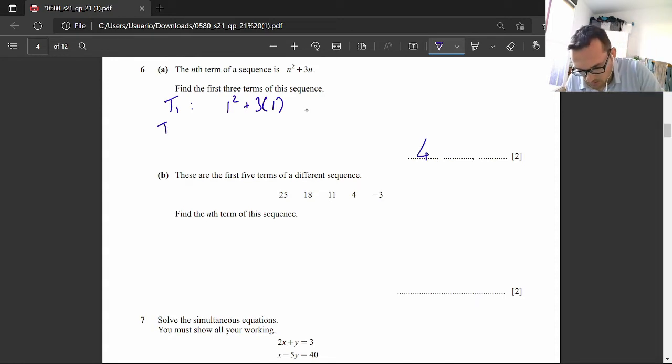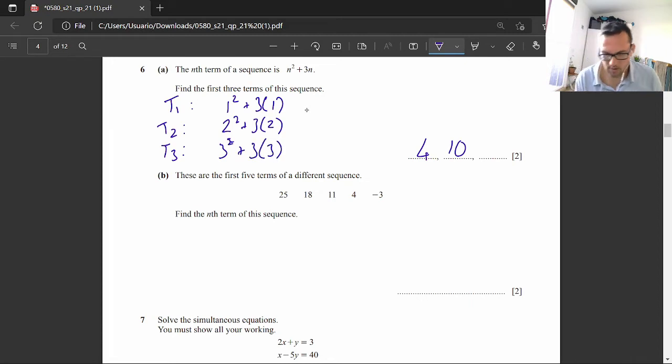To find the second term, we substitute the 2 in there, so it's 2 squared plus 3 times 2, that's 6, plus 4 is 10. And to find term 3, we substitute a 3 in there, so 3 squared, 3 times 3, that's 9, plus 9 is 18.